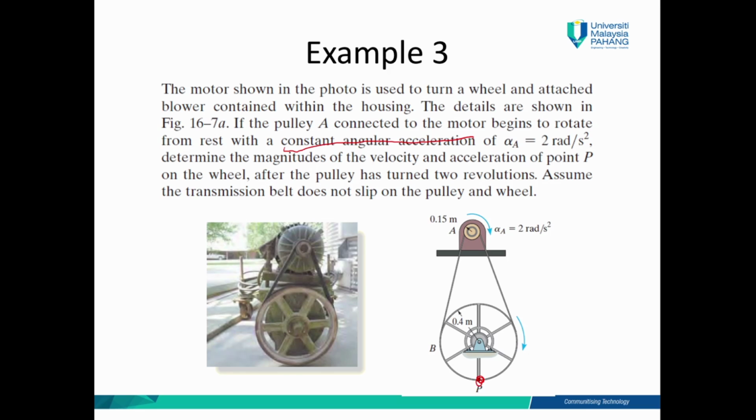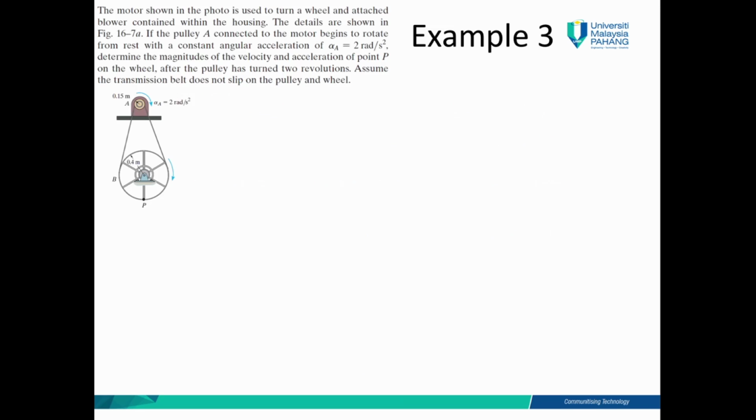So you need to find the connection between the angular acceleration and the actual acceleration at point P. After the pulley has turned 2 revolutions, meaning you have your angular displacement here. You can assume that there is no slipping. Okay, so you need to summarize what you have known. You know your angular acceleration 2 rad per second square, and also you know your displacement is 2 revolution.